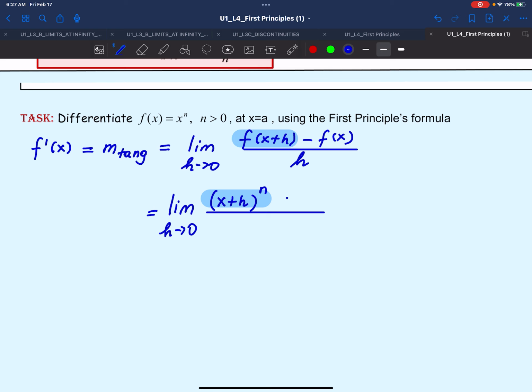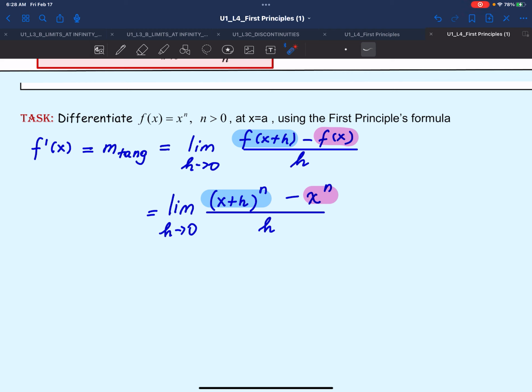Now, minus f of x. So f of x is x to the power of n, so minus x to the power of n, divided by h. Now, as you can see, this is an indeterminate form limit because as h approaches 0, the denominator becomes 0, which makes this indeterminate. So we'll have to search for ways to simplify h.